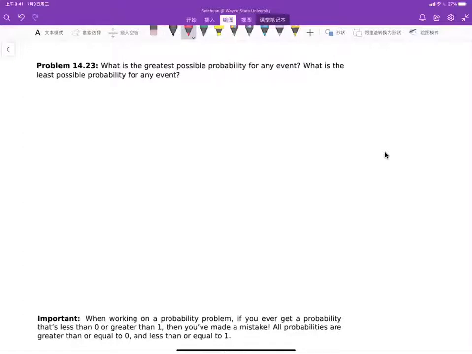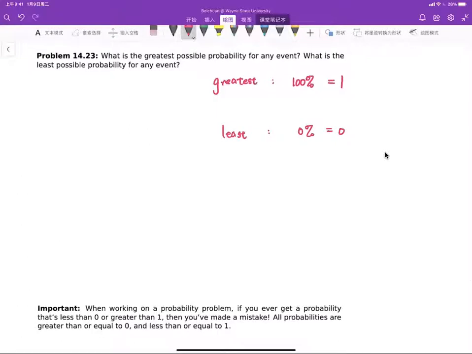Good. So the greatest one is 100%, or say 1. That means that event must happen. And the least probability will be 0%, or say 0. That means that event will never happen. So when we consider probability, even though they are the two special cases, we have to take them into account. They are also included.